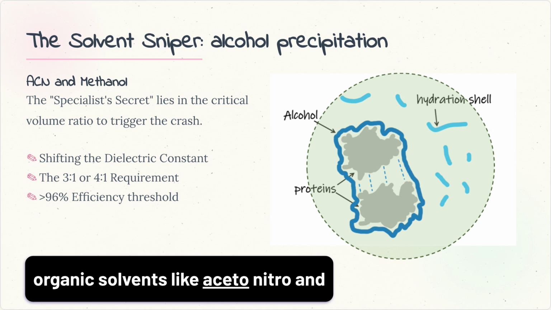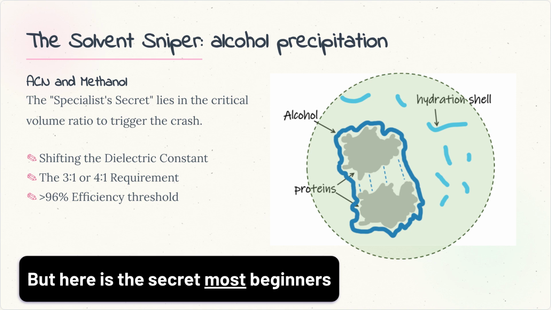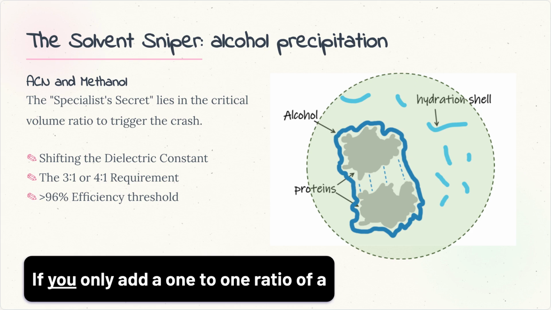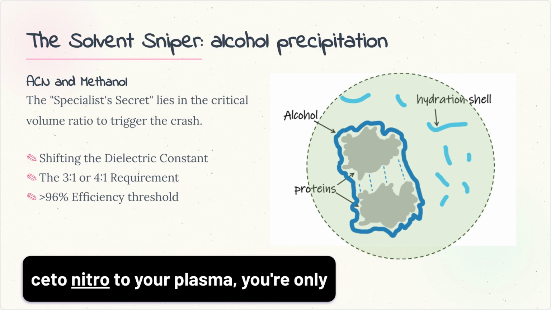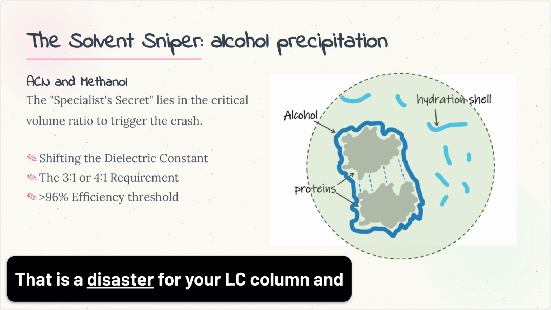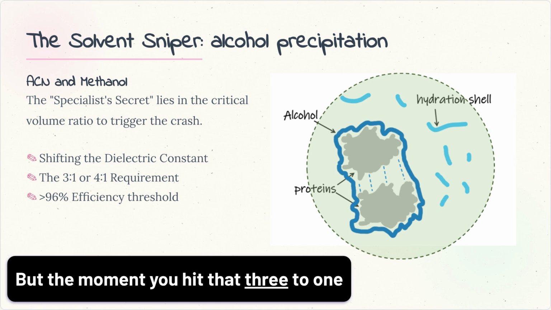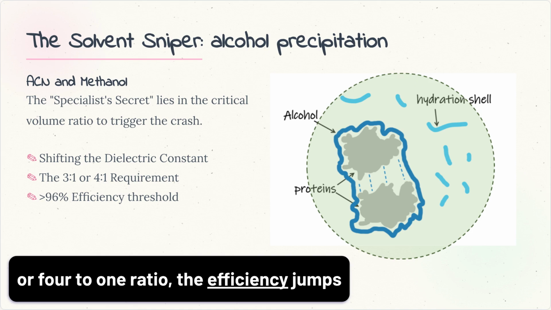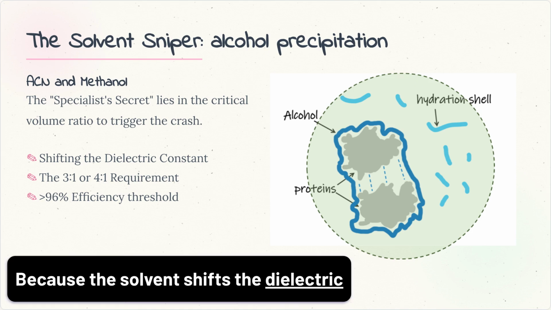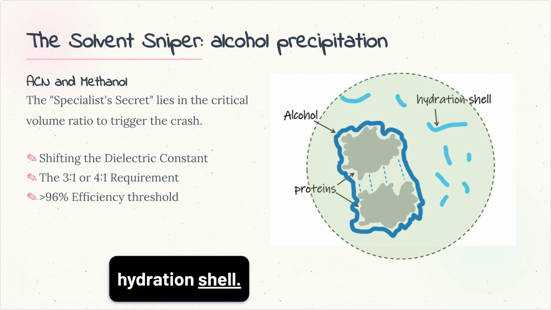Organic solvents like acetonitrile and methanol are the specialist's sniper. But here is the secret most beginners miss: the critical volume ratio. Look at the data on your screen. If you only add a 1-to-1 ratio of acetonitrile to your plasma, you're only removing about 30% of the proteins. That is a disaster for your LC column and a death sentence for your sensitivity. But the moment you hit that 3-to-1 or 4-to-1 ratio, the efficiency jumps to over 96%. Why? Because the solvent shifts the dielectric constant of the solution, effectively pulling the plug on the protein's hydration shell.